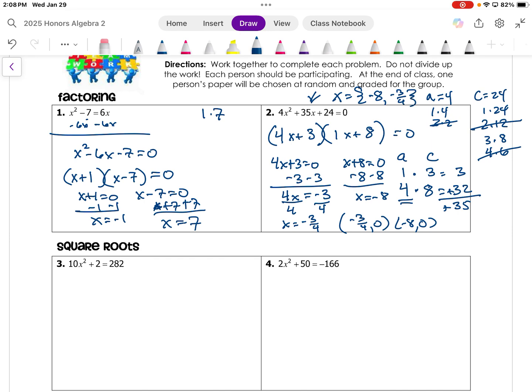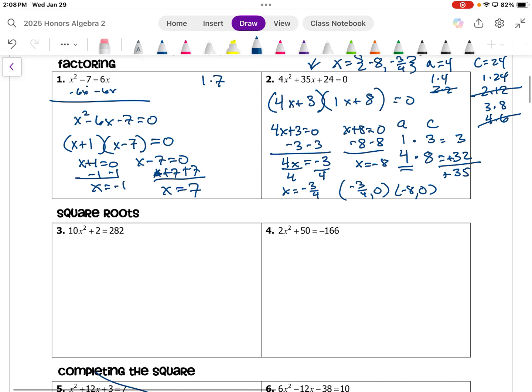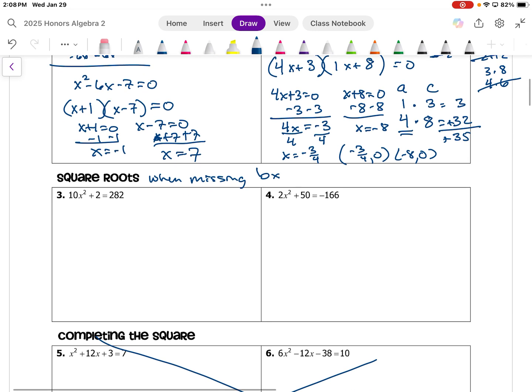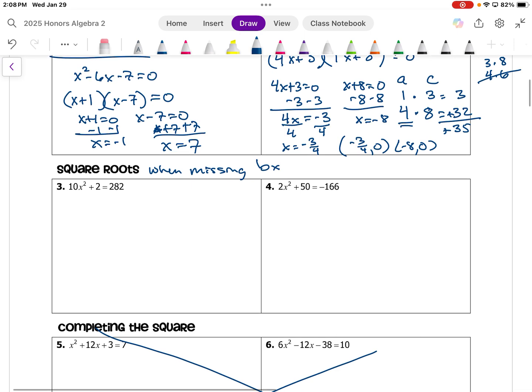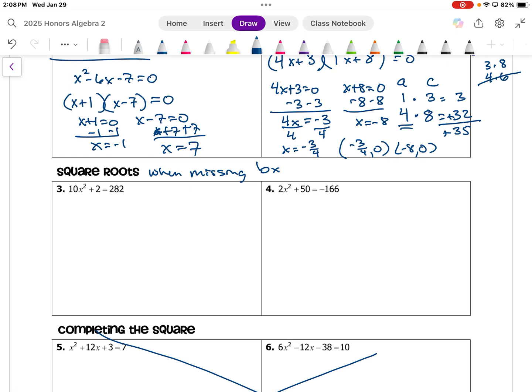So, square root method. We can only use the square root method when missing the bx term. We have to be missing that term in order to use the square root method. The idea with the square root method is to get everything away from the x squared. Isolate the x squared. So that means I need to move the 2 first.